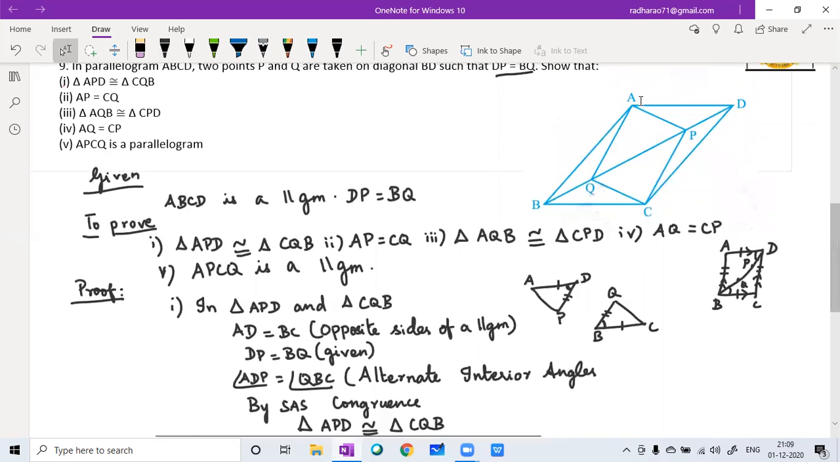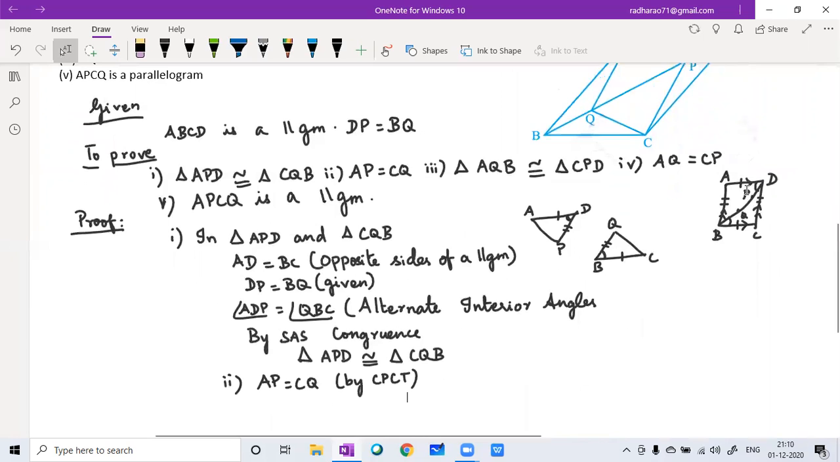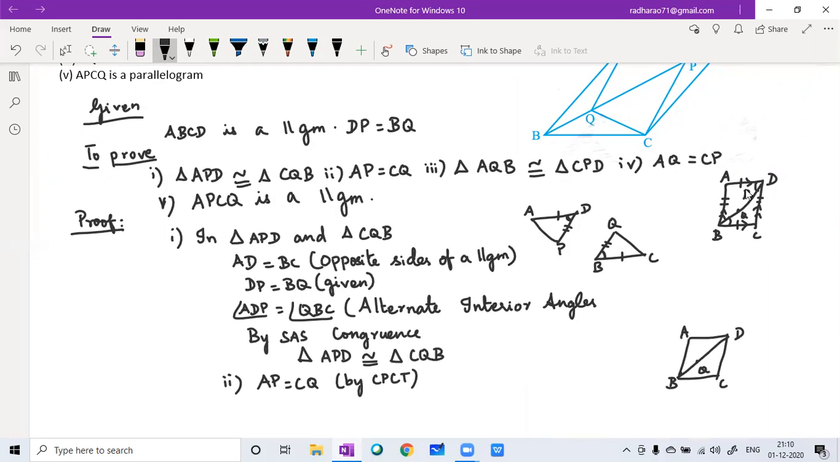Here again, when you look at triangles AQB and CPD, AB and DC are parallel to each other. AD and BC are parallel to each other and BD acts as a transversal. Here again, the alternate interior angles are equal. So ABCD is a parallelogram, right? BD acts as a transversal, and there is a point Q here and a point P over here. AB and DC are parallel and BD acts as a transversal, so these alternate interior angles are equal. What is that? Angle ABQ is equal to angle PDC.